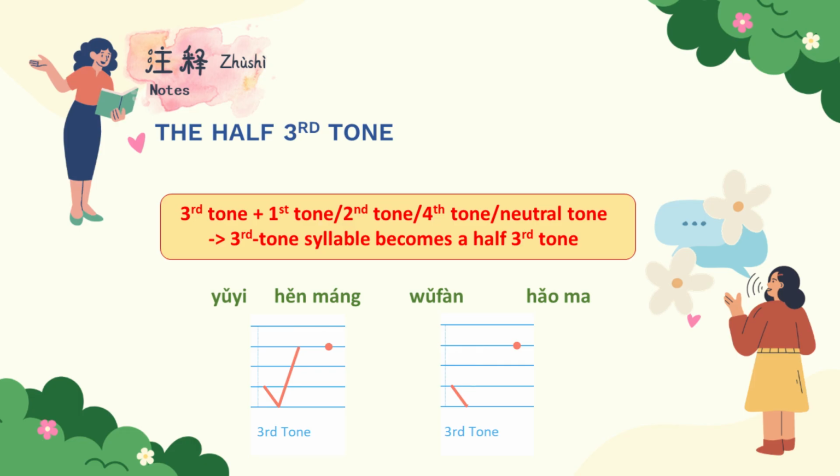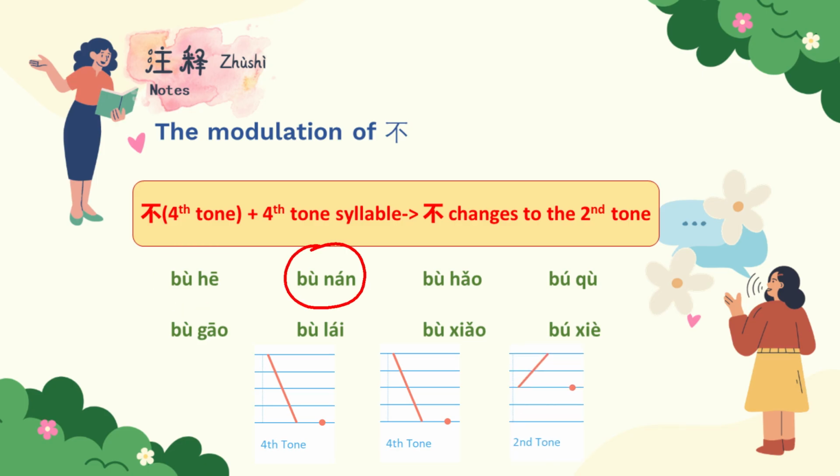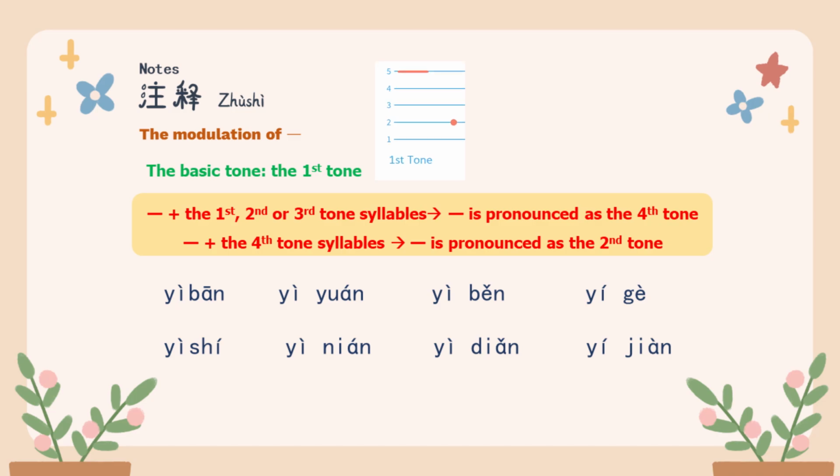Now, bù is originally a fourth tone, but if the syllable after it is also fourth tone, then bù changes to second tone. Yī is originally first tone, but its tone changes depending on what comes after it.